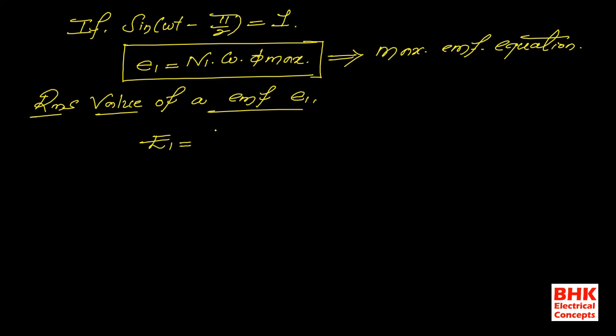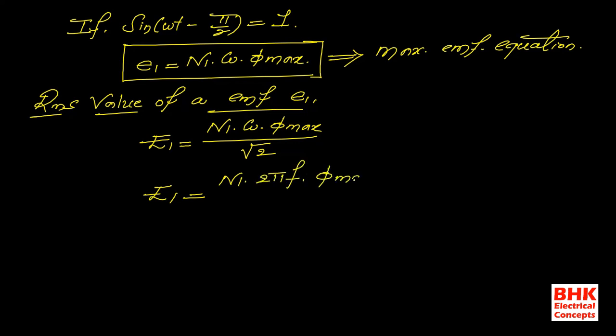Here E1 is equal to N1 into omega into phi max. This is the actual original value, and here I am simply dividing with root 2. Now E1 is equal to N1 into, we know that omega means 2 into pi into f, and the value of maximum flux, phi max, we are directly placing here, and here we have root 2.